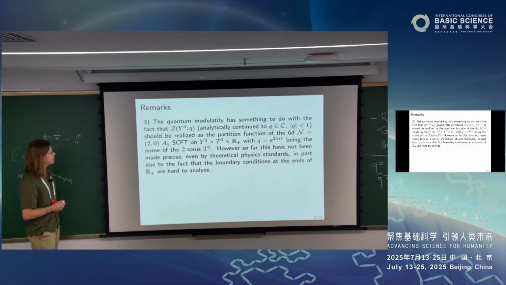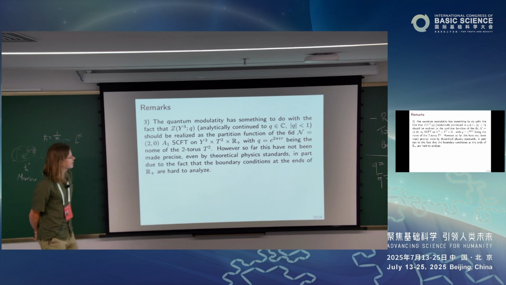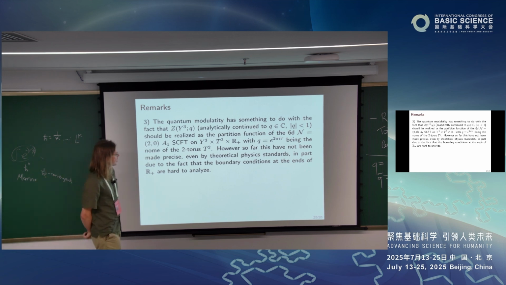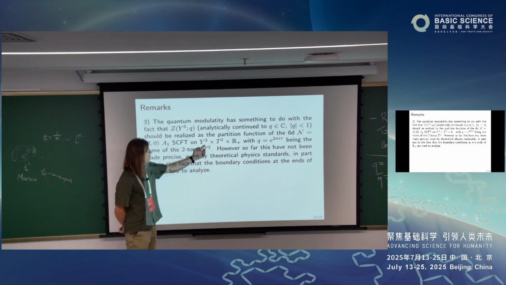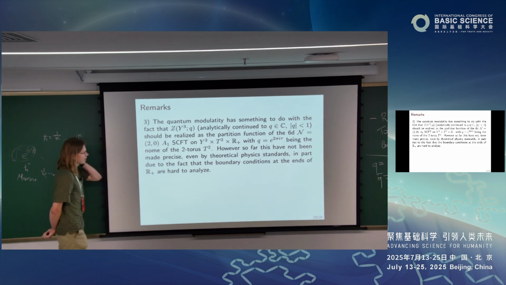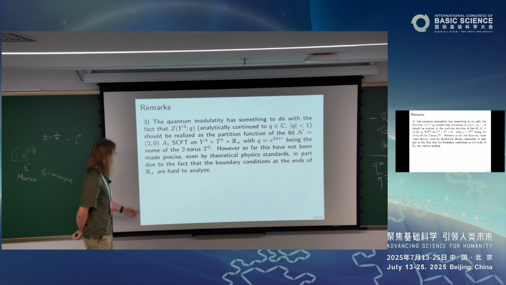Again, this final remark is that this quantum modularity has something to do with the fact that the analytically continued version of this should be realized as a partition function of a 6D (2,0) A1 superconformal field theory on the 6-dimensional space, which is a product of Y3, T2 times R plus, where this Q, the quantum parameter, plays the role of the norm of the two torus.